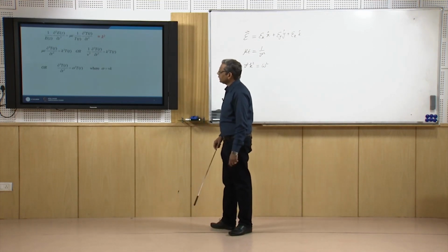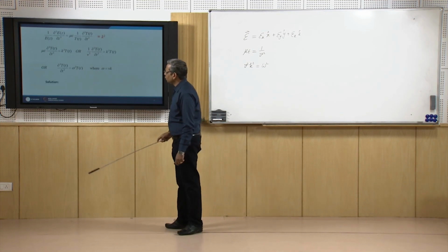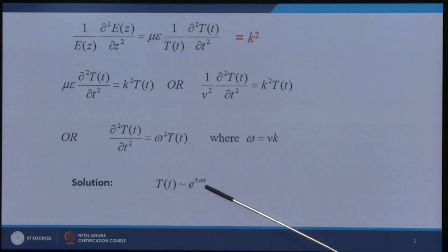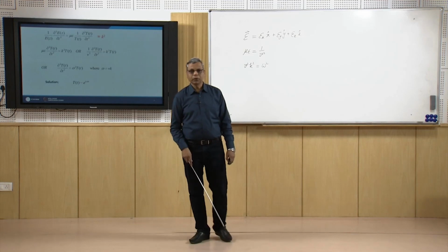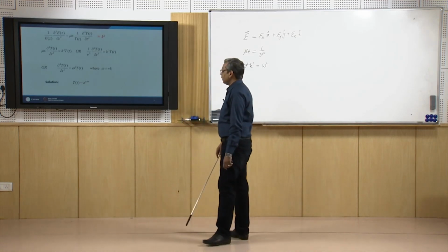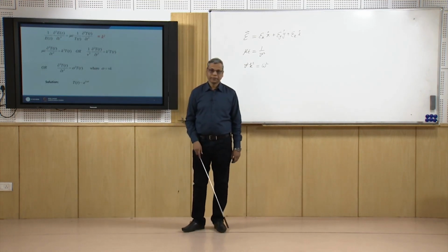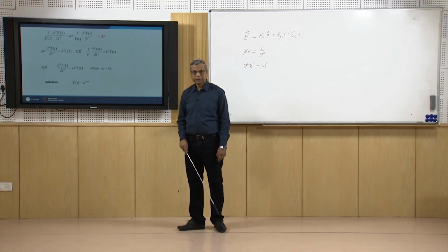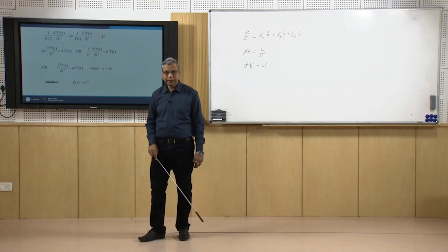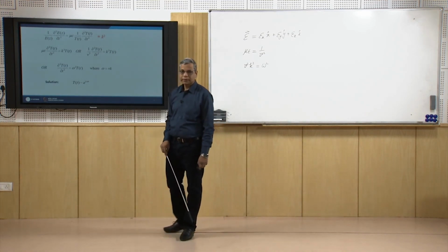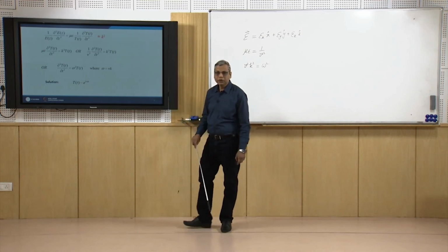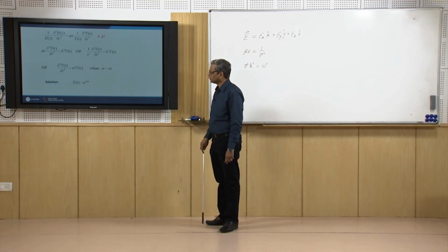I can immediately see that the solution of this equation is of the form e to the power plus minus ωt, which means that as t goes to plus or minus infinity, this solution blows up, which means that this is not a physically viable solution. It is a mathematically correct solution, but I do not have any use for such a solution because it is not physically viable.